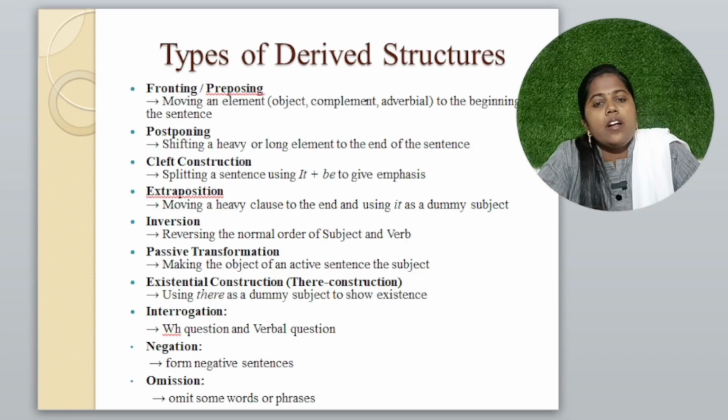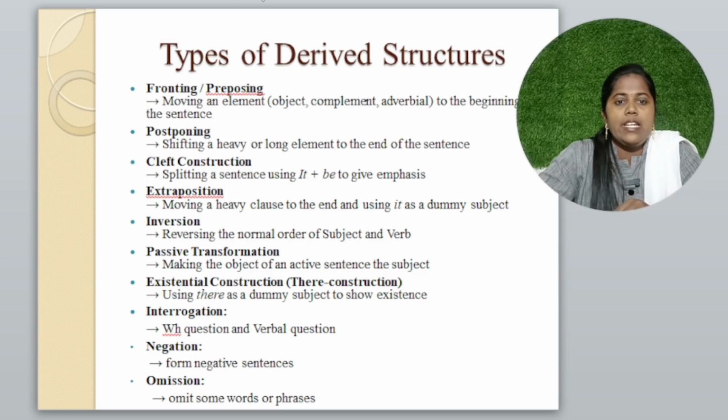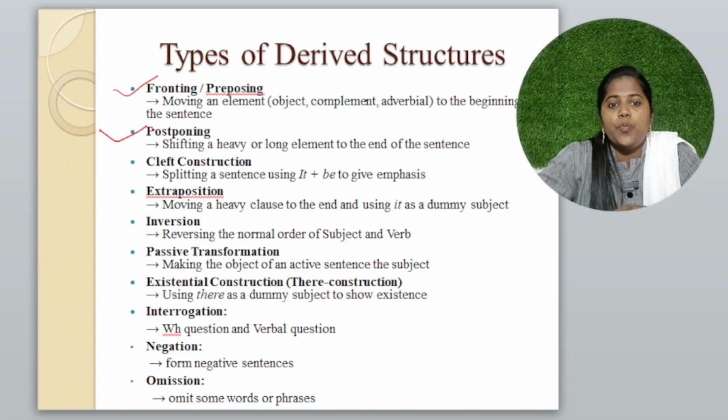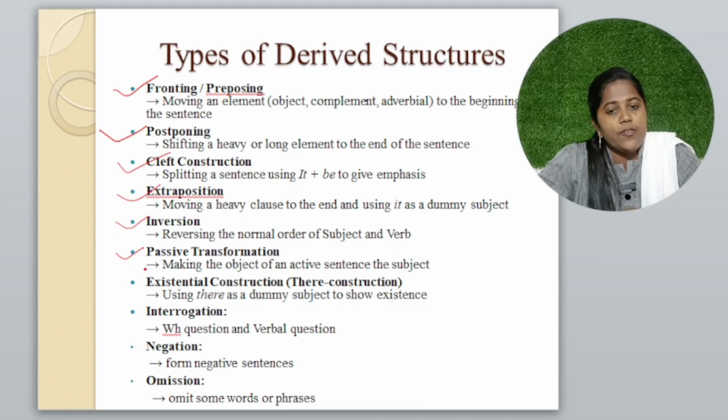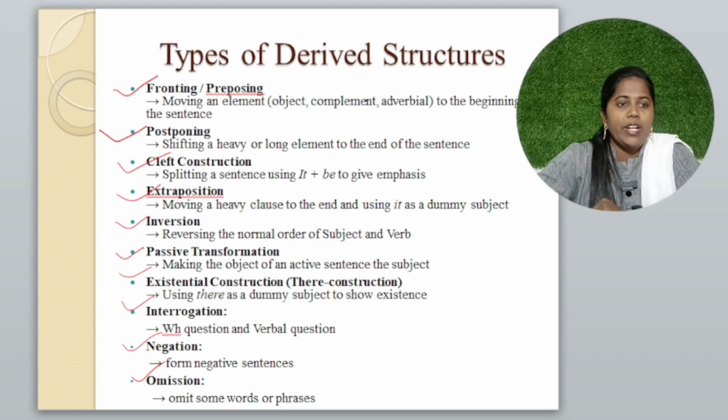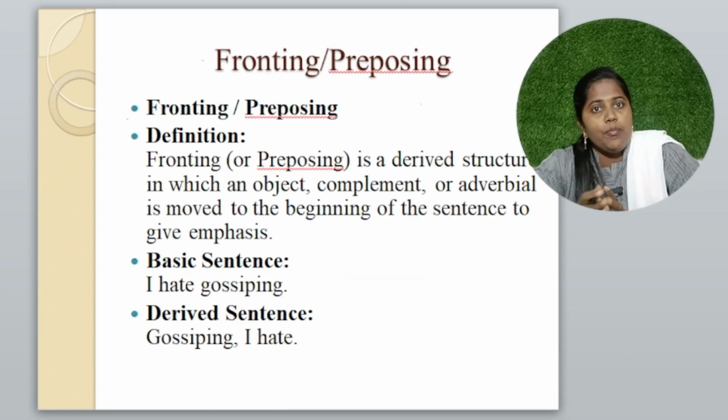Now see, here are some types, meaning how we can get derived structures. First one is fronting. Okay, fronting is here. Next one is postponing, then cleft constructions, extrapositions, inversions, passive transformations, then existential construction, interrogation, negation and omission. These are the types of derived structures. Let's see one by one what exactly fronting means, what exactly postponing means.